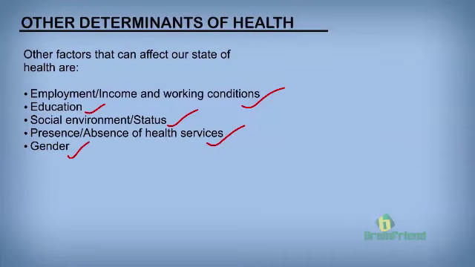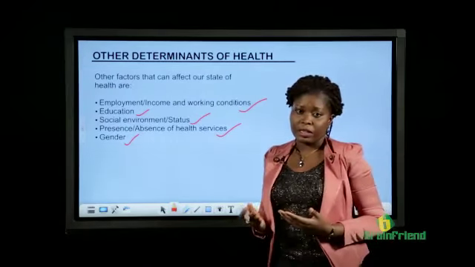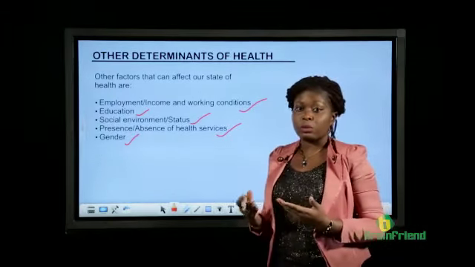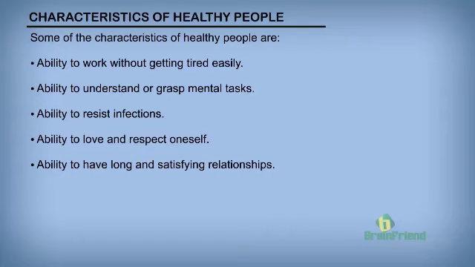Gender. Gender also has a role it plays in the health of people. For example, men are more susceptible to what we call prostate cancer, while females are more susceptible to breast cancer. Now, there are different characteristics or features of healthy people. Some of the characteristics of healthy people are: 1, the ability to walk without getting tired easily.